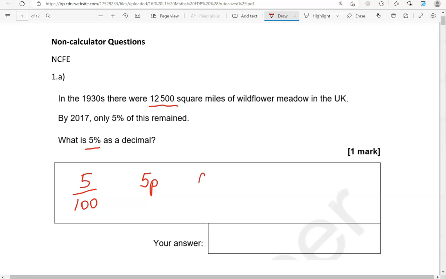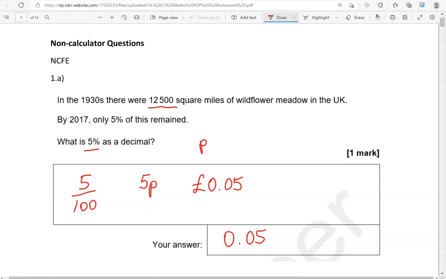So with pound notation, you'd write 5 pence like this. A decimal is no different. 0.05. That is what 5% is as a decimal. So it might be worth linking percent with pence. They both start with P as well. And they're both out of 100.